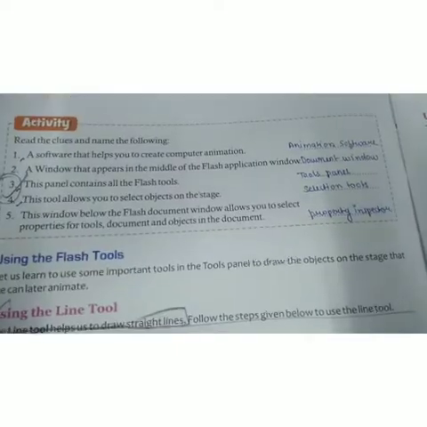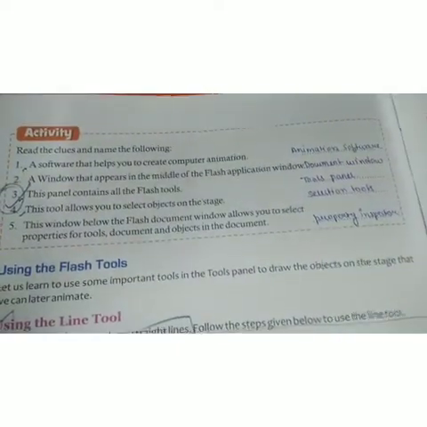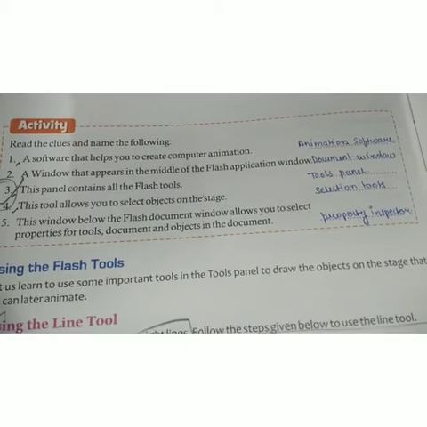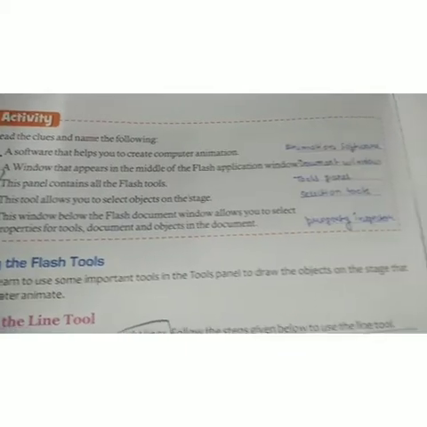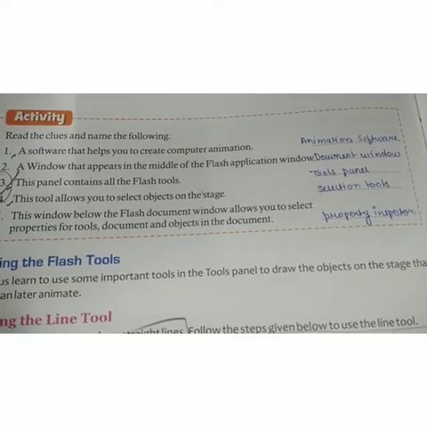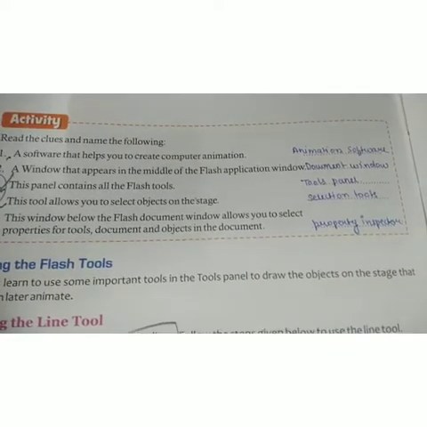Okay. Now students, come to the activity part, page number 98. Read the clues and name the following. First, a software that helps to create computer animation. So it's the animation software. Second, a window that appears in the middle of the Flash application window. So it's the document window.